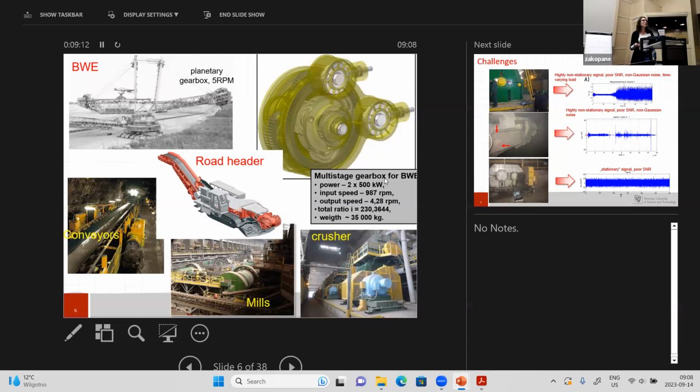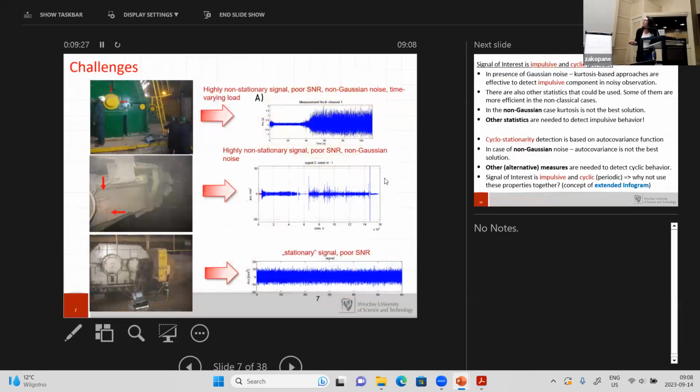However, in order to diagnose if there is a local damage, we are looking for the cyclic impulses that are hidden in the noise. And this is a really challenging problem. In a few minutes, you will see the signal from this machine. Okay, so on the left-hand side, you still see the objects, the machines. And on the right-hand side, you see the signals. And this is exactly this translation from the engineering perspective to the mathematical, signal processing perspective.